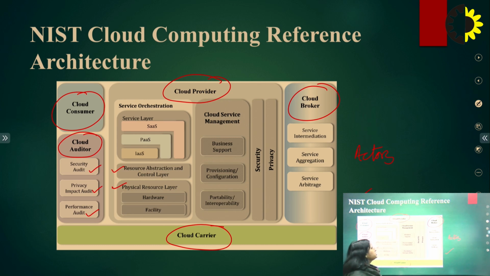So these are the functionalities provided by service orchestration. Cloud service management: the cloud provider is concerned with business support, provisioning and configuration of the resources, portability, and interoperability. So these are the different functionalities provided by the cloud providers. The next one is the cloud broker.